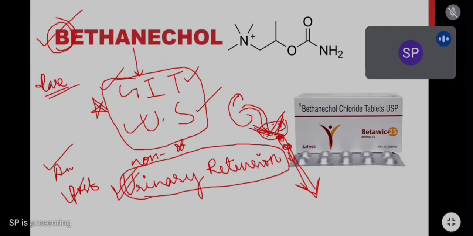If anybody has urinary retention and bethanechol is preferred, what will be the side effect? Tell me, what will be the side effect? Are you all listening to me? See, the patient is having urinary retention, and we preferred bethanechol. Bethanechol is acting on the GI tract and urinary system. So bethanechol is given in urinary retention. What will be the side effect?